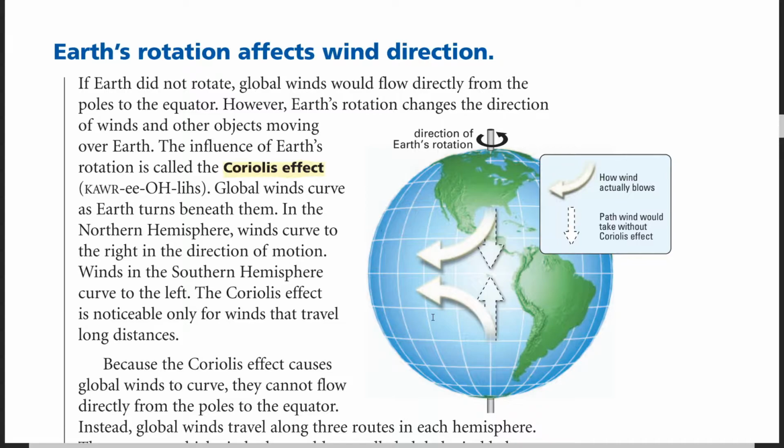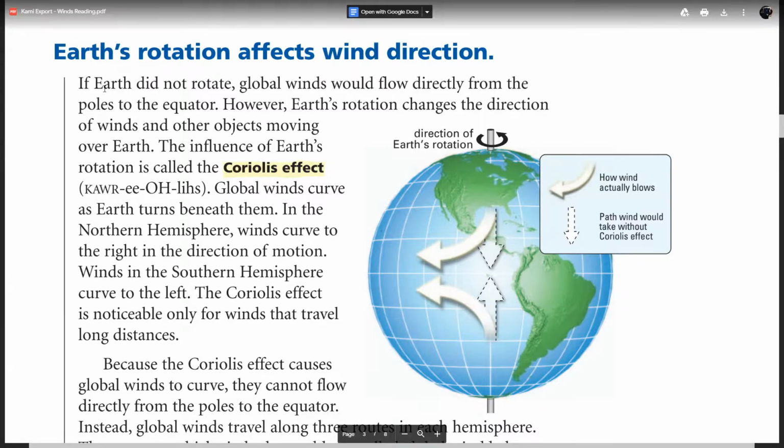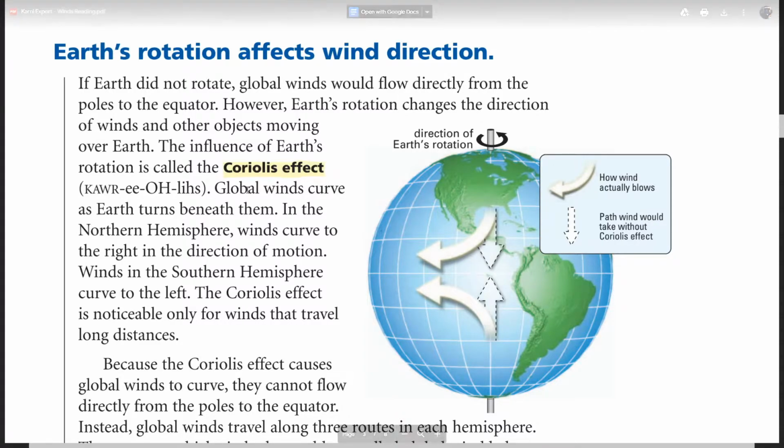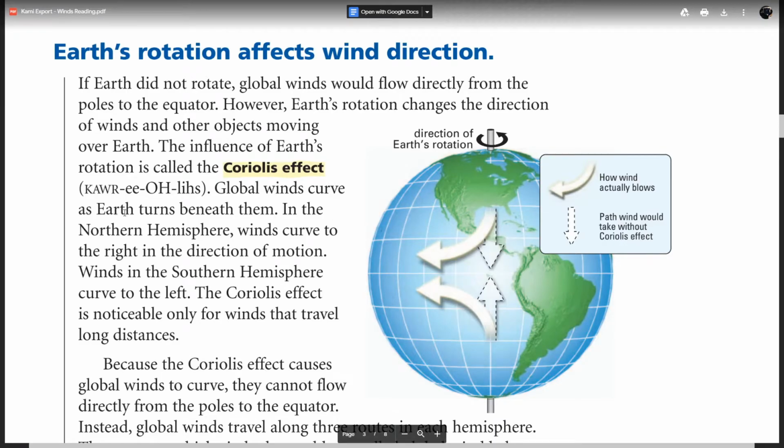Earth's rotation affects wind direction. If Earth did not rotate, global winds would flow directly from the poles to the equator. However, Earth's rotation changes the directions of wind and other objects moving over Earth. The influence of Earth's rotation is called the Coriolis effect. Global winds curve as Earth turns beneath them. In the northern hemisphere, winds curve to the right in the direction of motion. Winds in the southern hemisphere curve to the left.